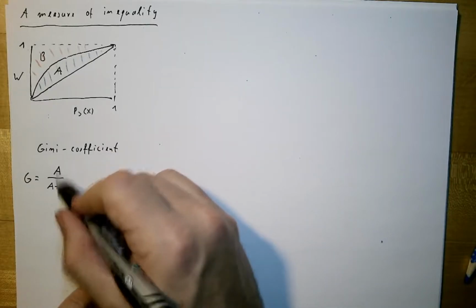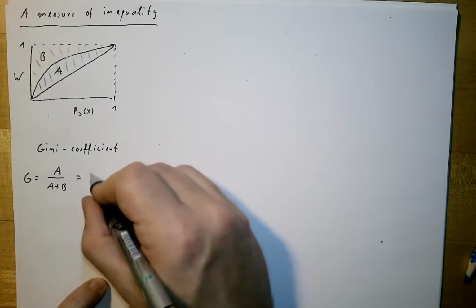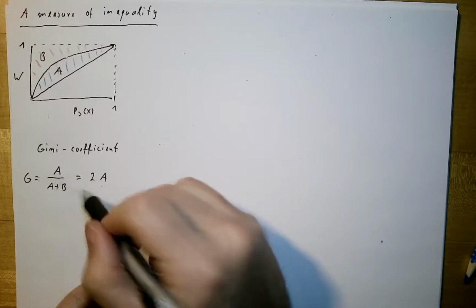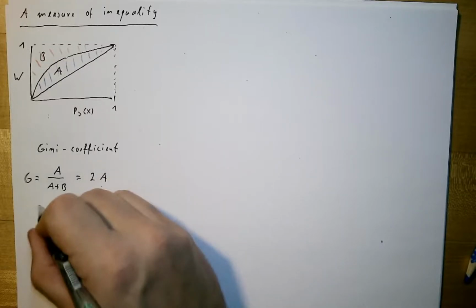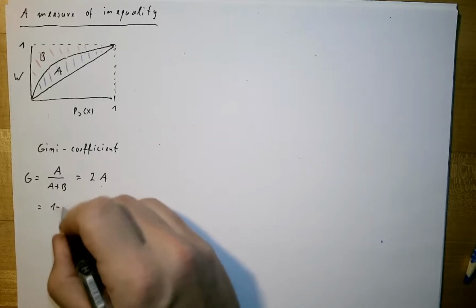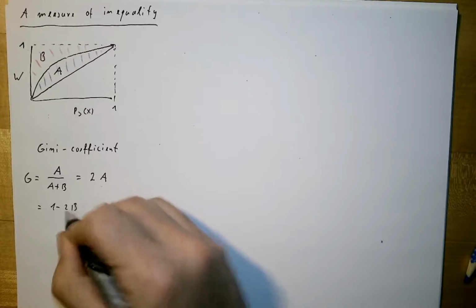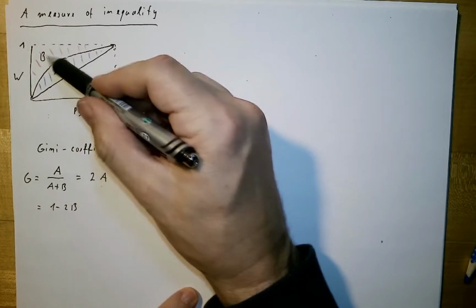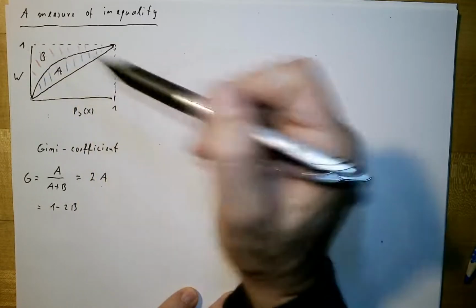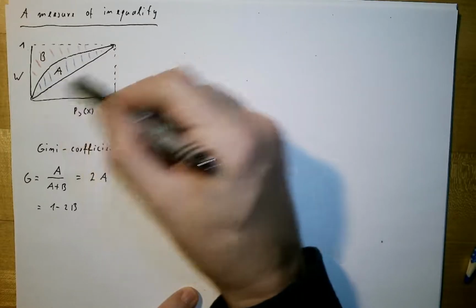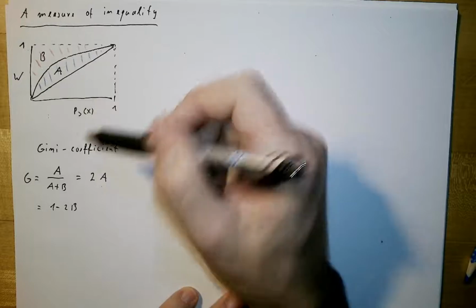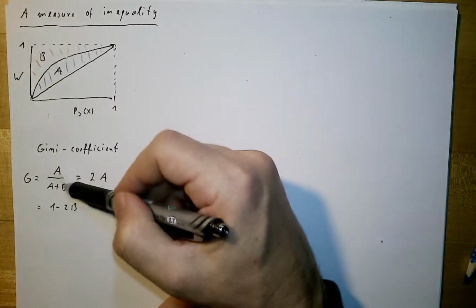So you can express this also as 2A. Or you can also write it as 1 minus 2B. So if you have just one area, A or B, measured, then you directly can calculate the other area because the whole triangle here has area 1 over 2. But like this, it's easier to remember.